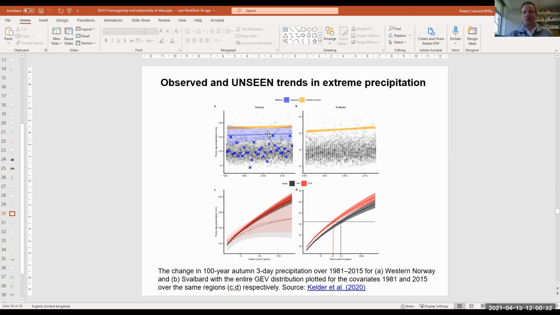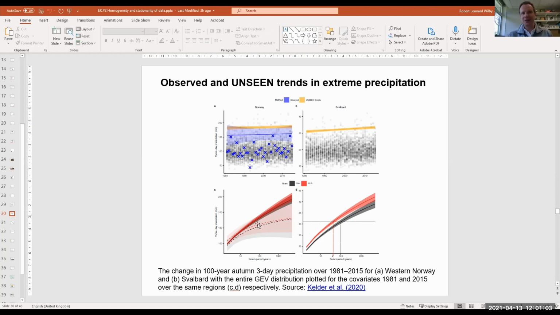And so here again, we've got the observed data in the blue, which would show our best estimate based on the observations, compared with the best estimate from the unseen technique, which both of them are showing a trend, but the unseen technique has much smaller uncertainty bounds. So because of the larger sample size, we're much more confident about the underlying trend.